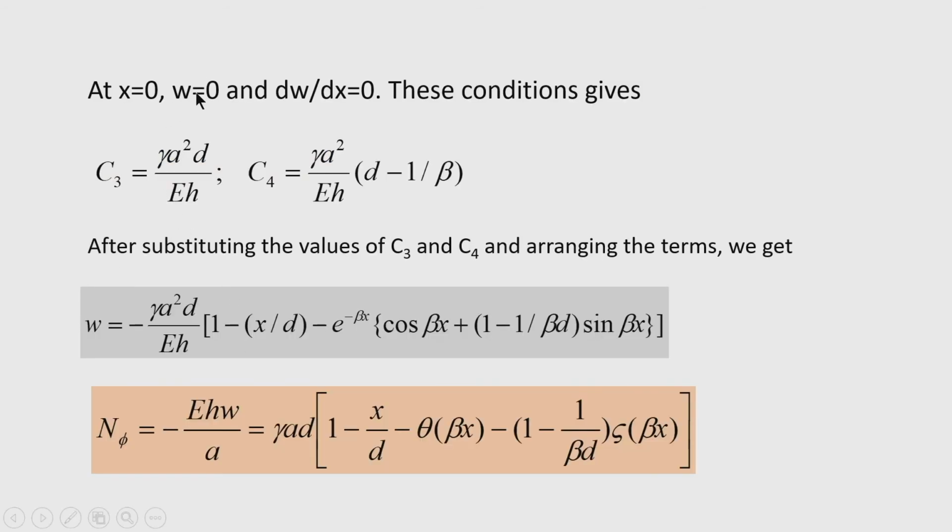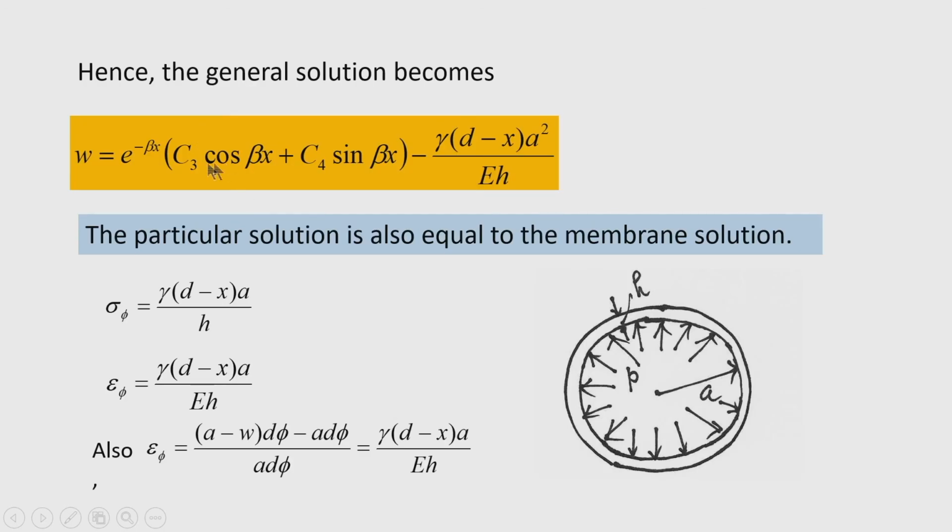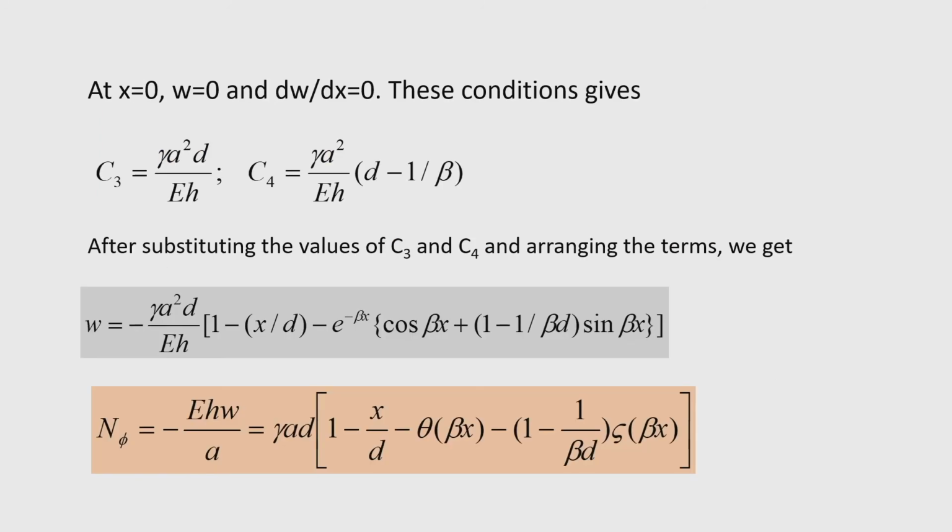At x equal to 0, W is equal to 0 and dW by dx is equal to 0. So, this is our given boundary condition. Applying it in the deflection equation that we obtained here, W equal to 0 and dW by dx equal to 0 at x equal to 0, we obtain the two constants: C3 as gamma a square d divided by E h, and C4 equal to gamma a square divided by E h into (d minus 1 by beta).